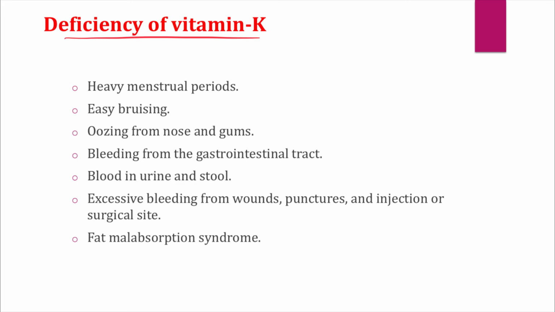The common signs and symptoms are heavy menstrual periods, easy bruising, oozing of blood from the nose and gums, and not only this, also bleeding from the GI tract, right? Vitamin K deficiency can also manifest with blood in urine and stool, and also excessive bleeding from the wounds, punctures, and also from the injection and surgical sites, right? Not only this, vitamin K deficiency can also manifest with fat malabsorption syndrome. So these are the most common signs and symptoms of vitamin K deficiency.